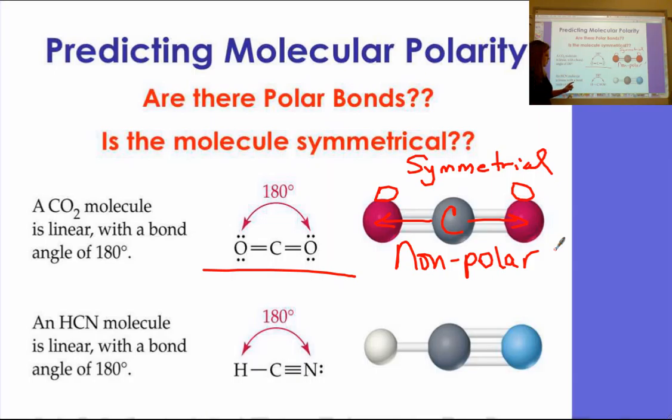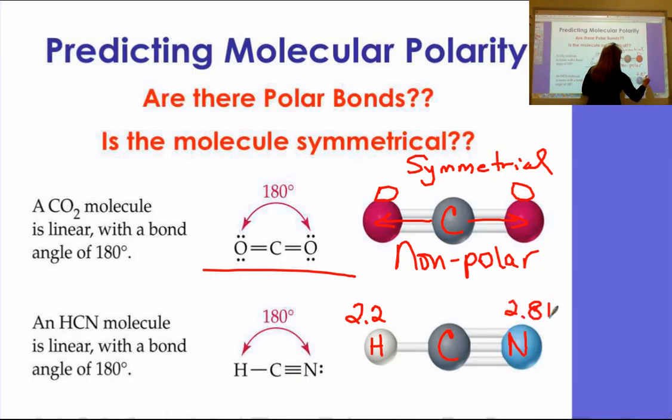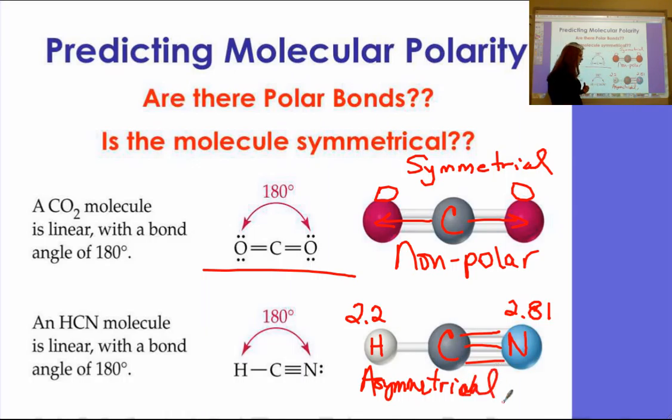But in this example, carbon's in the middle. Here I have a hydrogen. Here I have a nitrogen. Hydrogen's number is 2.2. Nitrogen's electronegativity value is 2.81. So nitrogen has a stronger pull for the electrons than the hydrogen does. Since the numbers are not equal, it's asymmetrical, so that's good. Asymmetrical, that's part one.